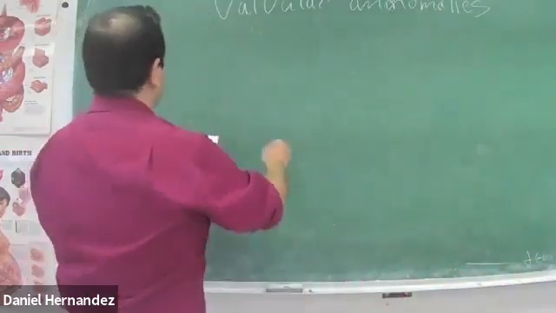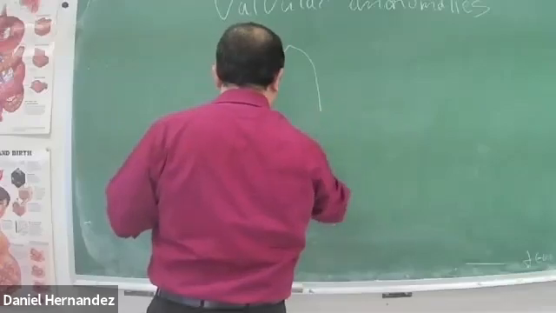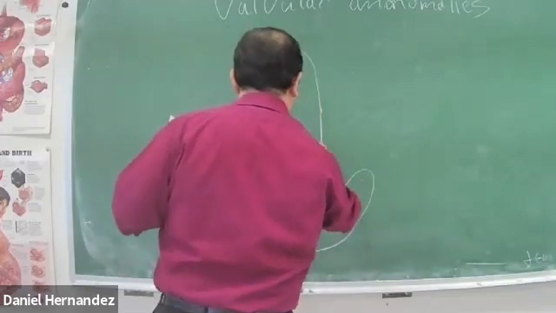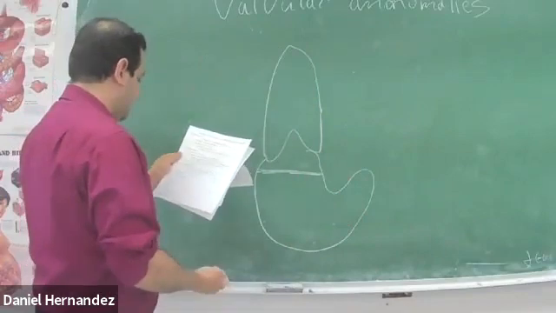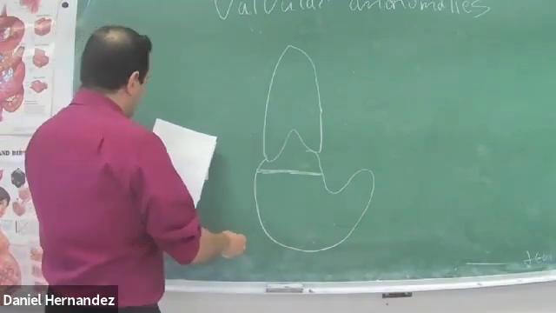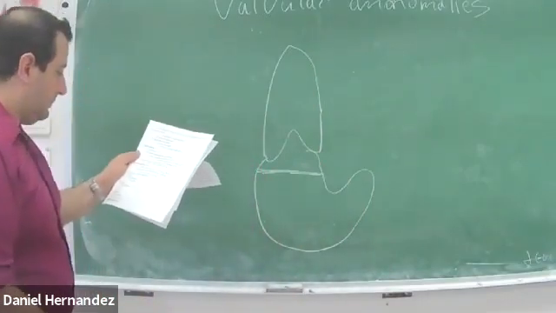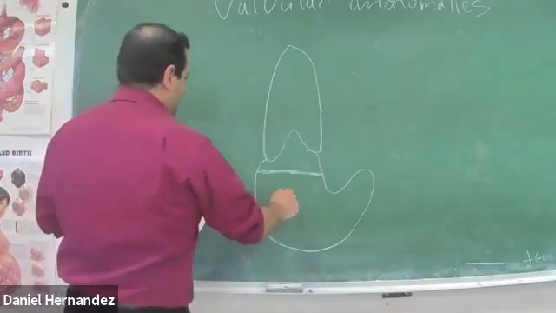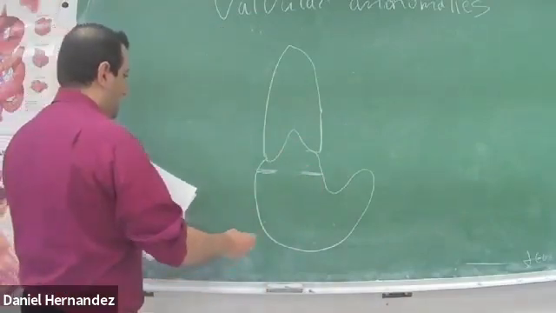If that was the cor triatriatum, I could draw the supravalvular mitral ring like this. It's a ring of connective tissue superior to the mitral valve and inferior to the left atrium. So it can look like cor triatriatum, but the location is different and it doesn't divide the left atrium into two distinct chambers.